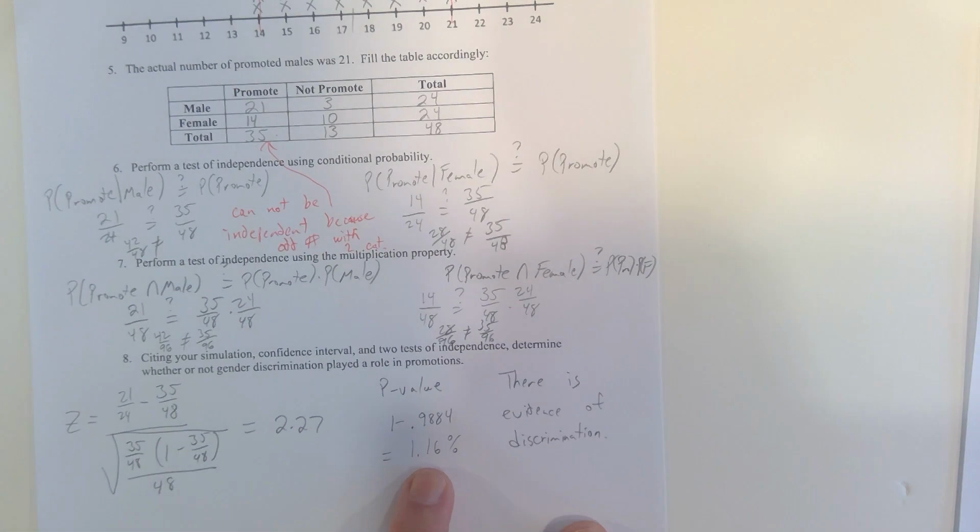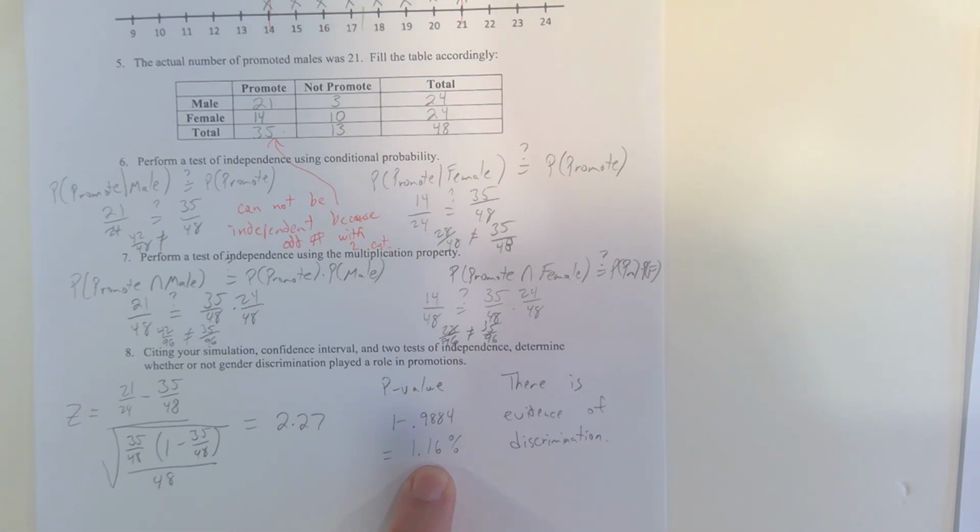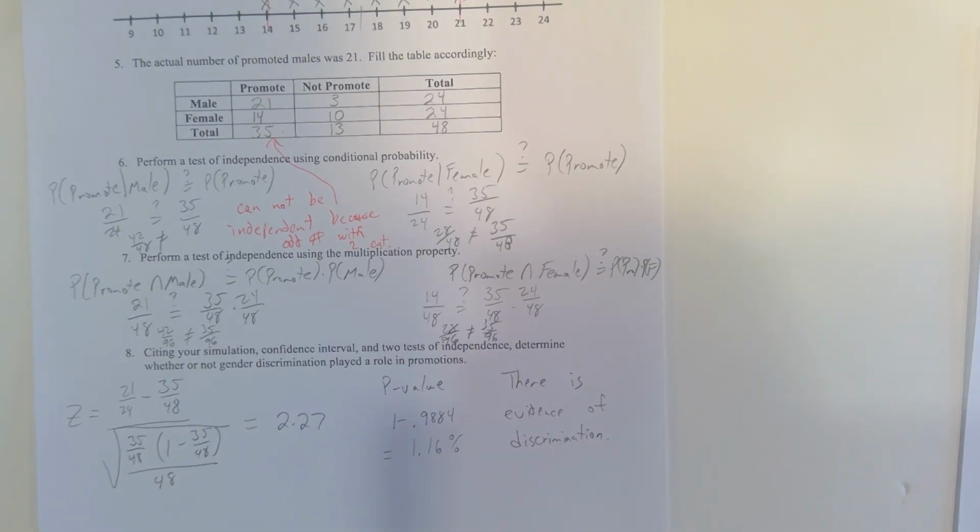And again, remember, the lower that number is, the stronger your evidence is, right? We're saying that this would happen due to random chance about 1% of the time. So I'm going to say it's probably not random chance here. There's probably actual discrimination happening. And that's the way that these significance tests or testing a claim, that's how they work.